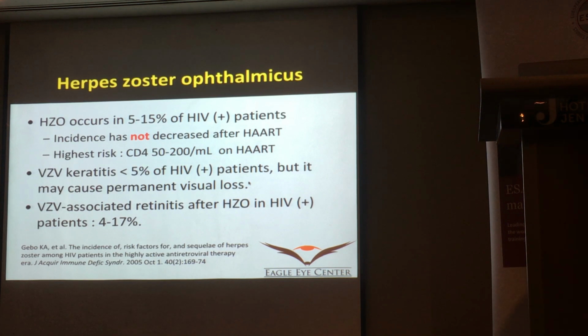Of these, HIV corneal inflammation infection is actually not so common, less than 5%, but of course can affect vision permanently. Right? And what about retinitis after zoster? Again, about 10%, 15% may occur, so things to look out for.